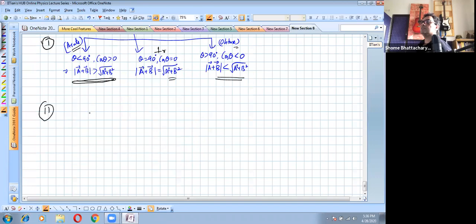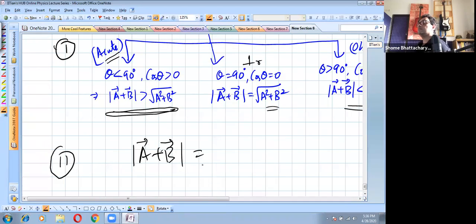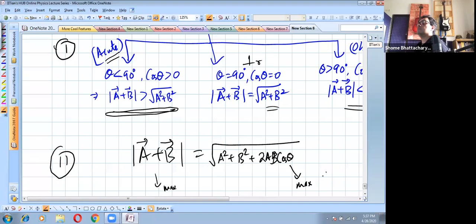So that's the next thing you see, that mod of a plus b is root of a square plus b square plus 2ab cos theta, that term. Now see, when will this be maximum? When this term is maximum. And what is the maximum of this term? It is cos theta equal to 1 for theta equal to 0.